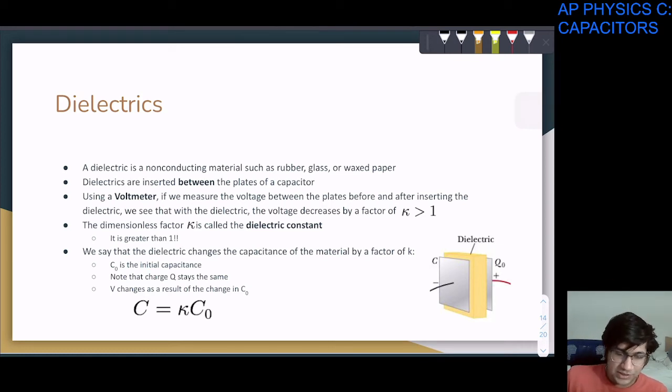So essentially, if C0 is the initial capacitance, and we keep the charge the same on the plates, and we insert a material with dielectric constant K, or kappa, then the resulting capacitance is kappa times the initial capacitance. So it increases the capacitance. Now because C equals Q over V, if capacitance goes up and Q is the same, then you can see that the voltage will also change.